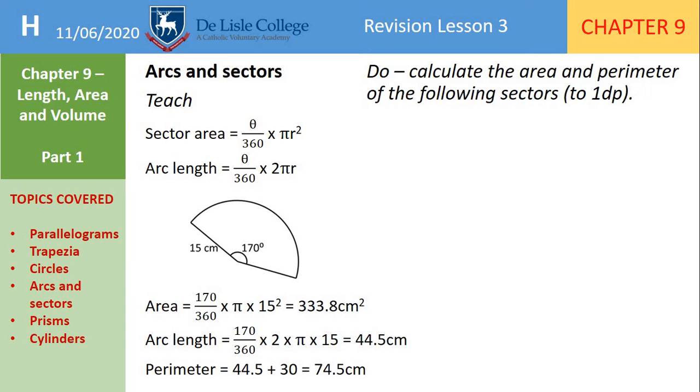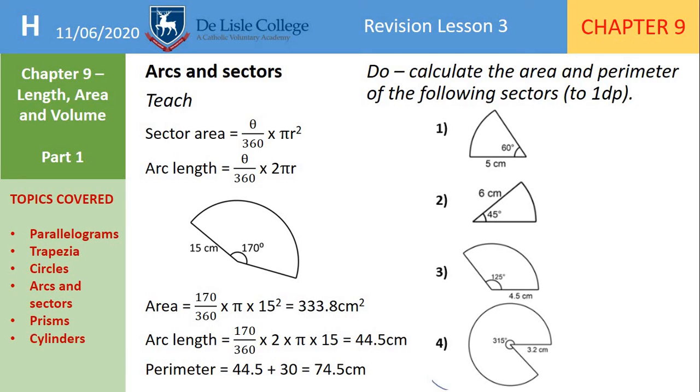Okay, using those formulae, you're going to calculate the area and perimeter. So just be careful there, I want perimeter, not the arc length of the following sectors. Round all of your answers to one decimal place. So there's 4 questions there. Pause the video while you work through them.